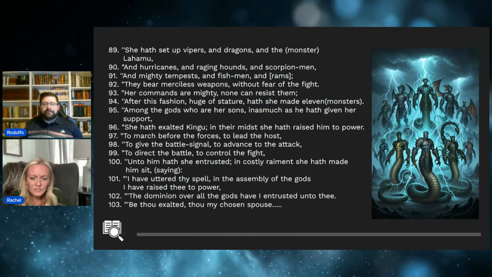And to him hath she entrusted, in costly raiment she hath made him sit, saying, I have uttered thy spell in the assembly of the gods, I have raised thee to power. The dominion over all the gods have I entrusted unto thee. Be thou exalted, thou my chosen spouse.